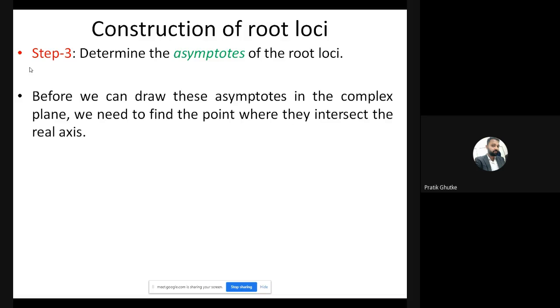So now construction of the root locus, that is step 3. Now you can determine the asymptotes of the root locus. Before we can draw these asymptotes in the complex plane, we need to find the point where they intersect on the real axis.